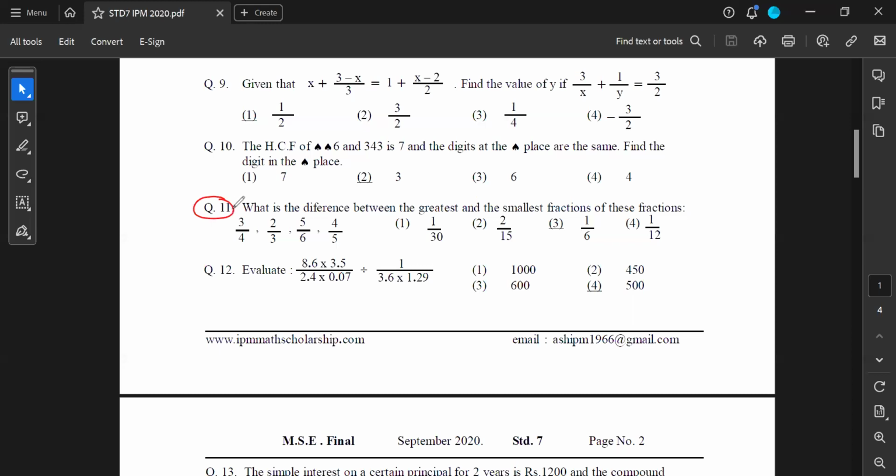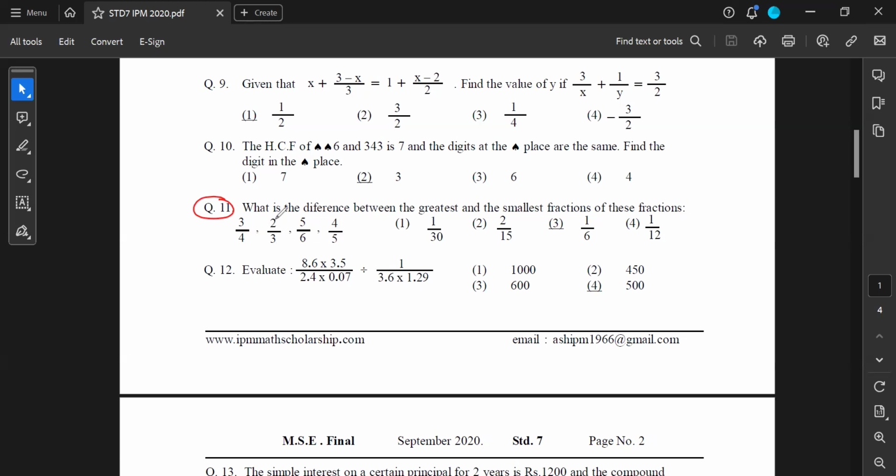Let's go for the 11th problem. What is the difference between the greatest and smallest fraction in these fractions? So which is the greatest fraction and which is the smallest fraction? For this technique, first of all, let's observe. When I observe 3 upon 4, 2 by 3, 5 by 6, 4 by 5, in all the fractions, the numerator is 1 less than the denominator everywhere. Now which is greatest and which is smallest, how do we identify that?